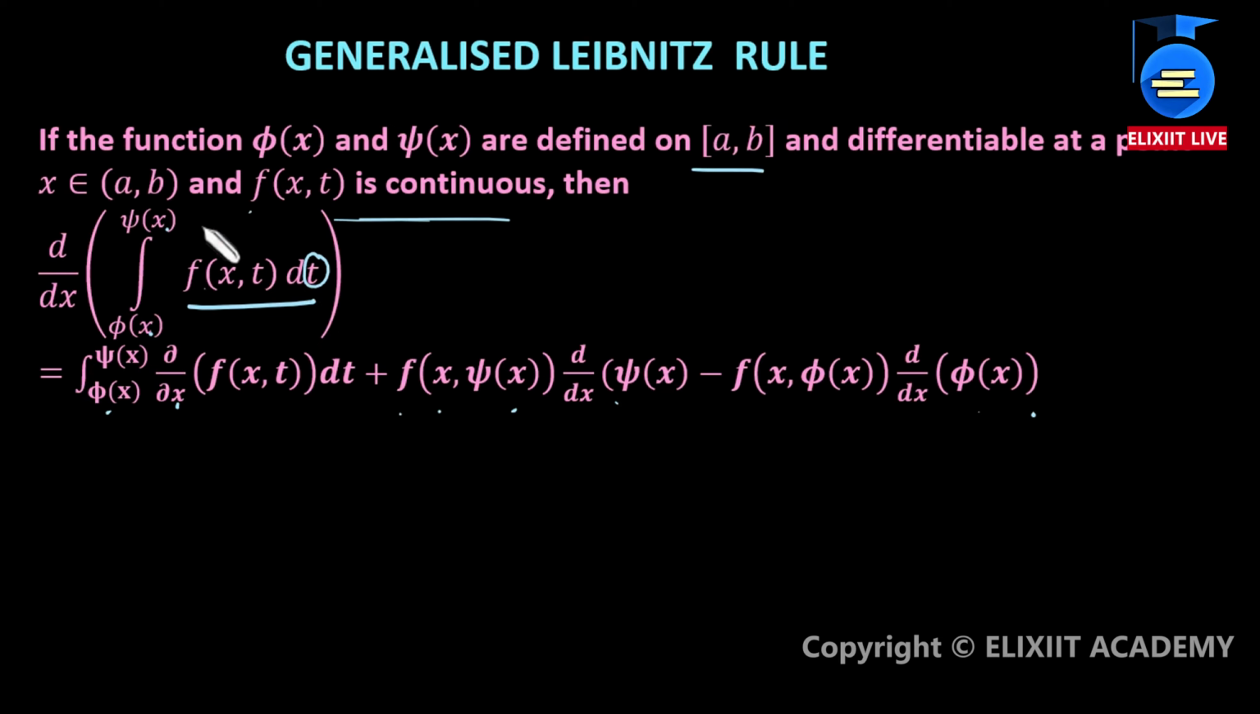Otherwise, if this integrand is not independent, it is dependent on the variables which are involved in the limits. This is also a function of x, this is also a function of x, here also we have x. So in this case, we will apply the generalized Leibniz rule. This situation you can understand from both of these rules actually. So whenever the integrand involves some function, with both the functions involved, simply apply the generalized Leibniz rule. Otherwise, apply the simplified Leibniz rule if only a function of t is there.